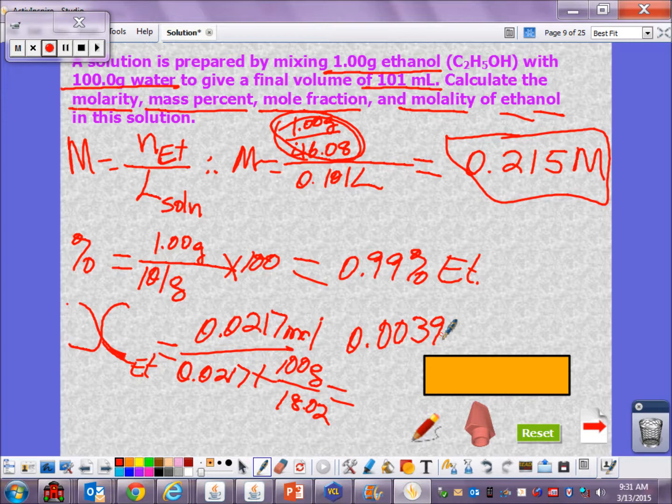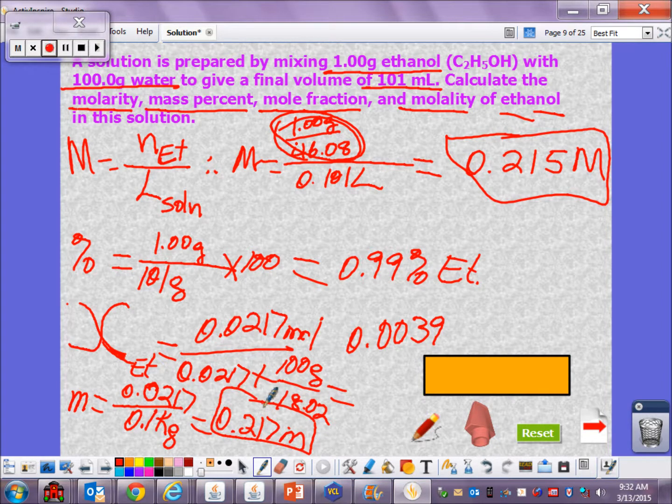And the last thing they ask for here is the molality. The molality equals the moles of the solute, which is 0.0217, divided by the kilograms of the water, which is 0.1 kilograms. It is 100 grams, 0.1 kilograms water. The molality is 0.217 molal, lowercase m. So you see how we can practice all of them in one problem.